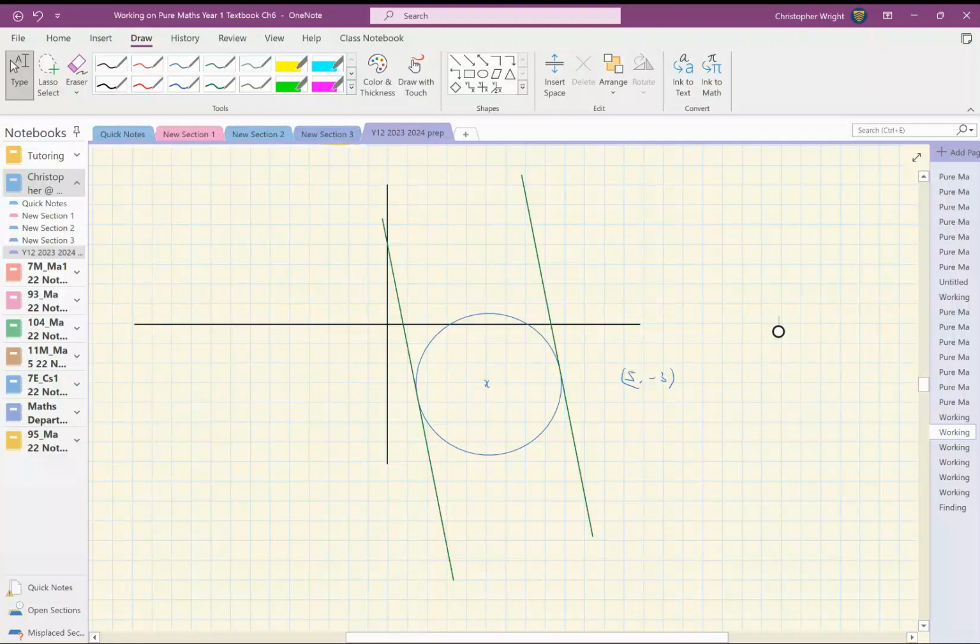Now, to find the equations of the green lines, we're going to need to know their gradients. Well, we know that the gradient of each of the green lines is -3. We also need a point on each of the lines. Well, here's a point on this first line, and here's a point on the second line. The question is, how are we going to find the coordinates of those two red points?